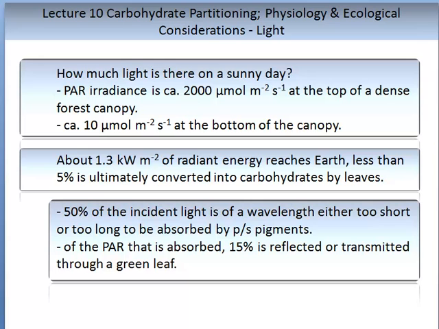So the photosynthetic active radiation, or PAR irradiance, is approximately 2000 micromoles per meter squared per second at the top of a dense canopy. This is approximately 10 micromoles per meter squared per second at the bottom of a dense canopy. This is quite a difference, and the shading of the leaves reduces this incident radiation. About 1.3 kilowatts per meter squared of radiant energy reaches the Earth. Less than 5% is ultimately converted into carbohydrates by leaves.